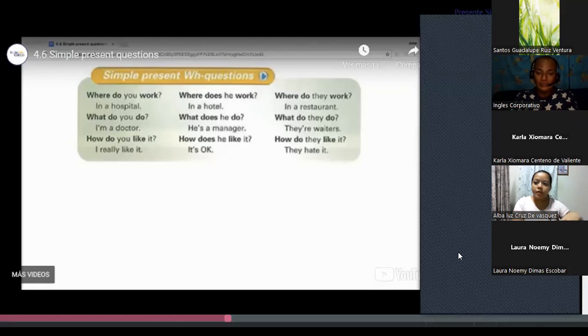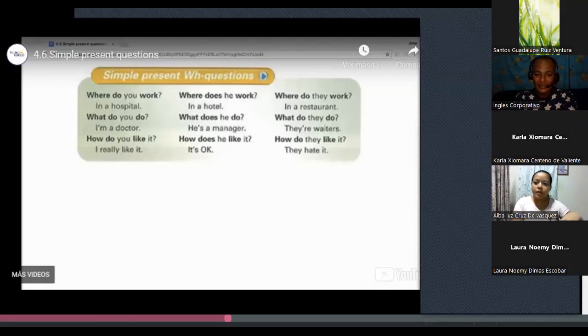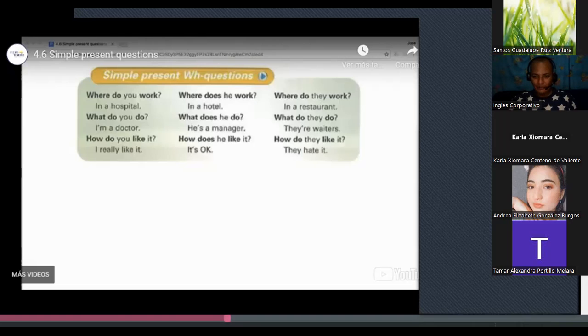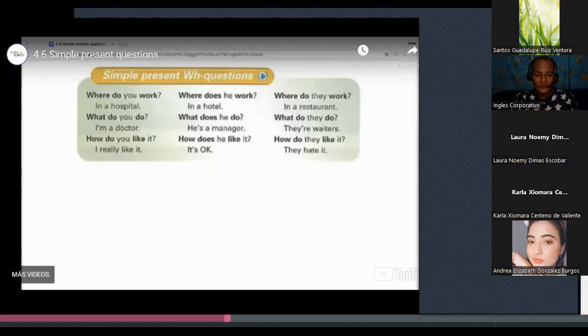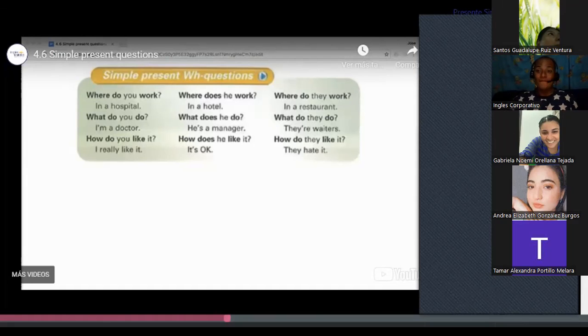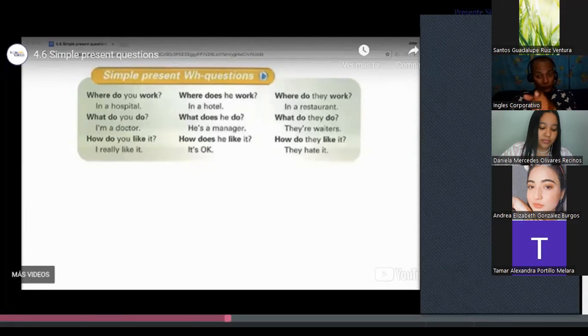Ahora, si no lo toleras, vas a decir I can't stand it. Repeat, I can't stand it. No lo tolero. Y lo detesto, lo odio. ¿Cómo se dice? I hate it. Es que estamos hablando de una cosa, de un animal, de una situación. En este caso, de nuestro trabajo.